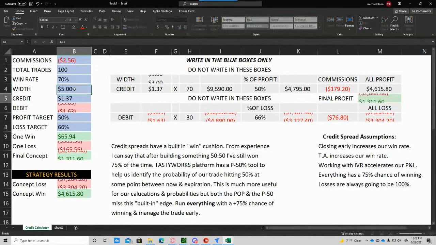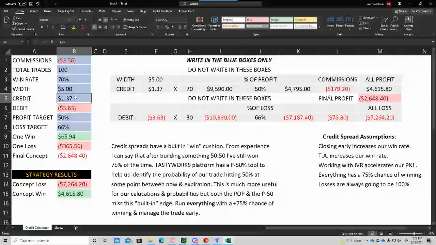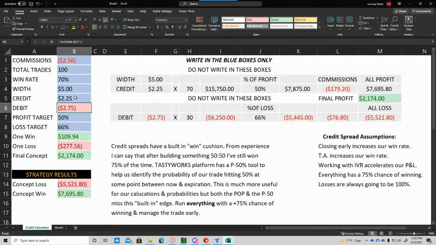So if I'm putting on a $5 wide trade and I collect $225 in credit, and I'm going to close the trade out at 75% if it's profitable, and I'm going to close it out at around 2/3 loss if I'm not profitable. One win would make $109. One loss would be $277. If the trade was run 100 times, I'd make around $6,100.